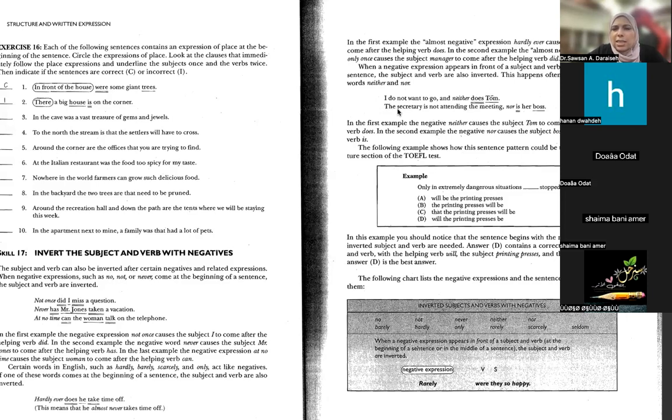So look at this sentence. "The secretary is not attending the meeting," comma, because nor is just like and or, we have commas before them. "Nor is her boss." So what do we have here? We have verb and then subject, so inversion. By the way, neither and nor have the same meaning. So if I decide to say, "The secretary is not attending the meeting, neither is her boss," it's the same in meaning.